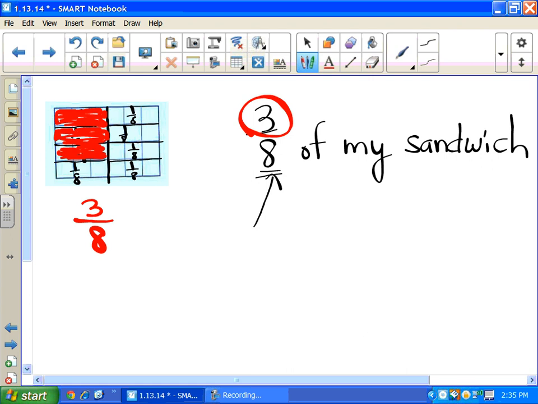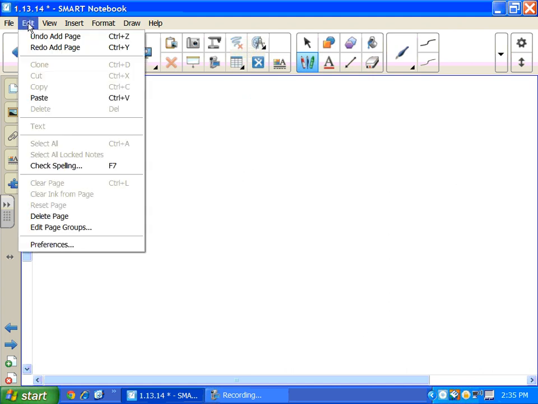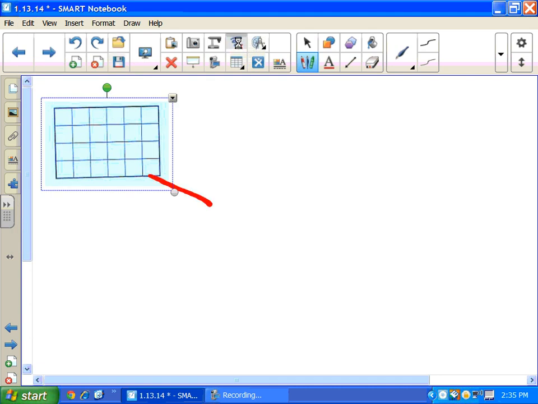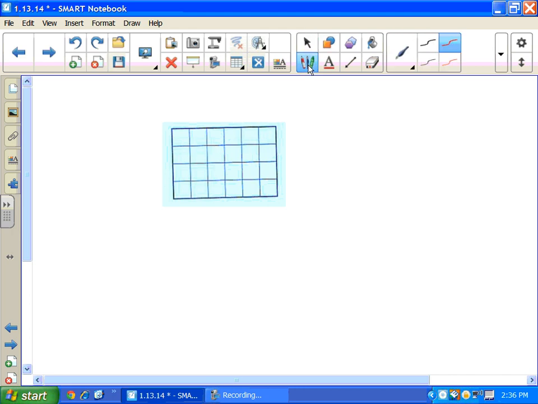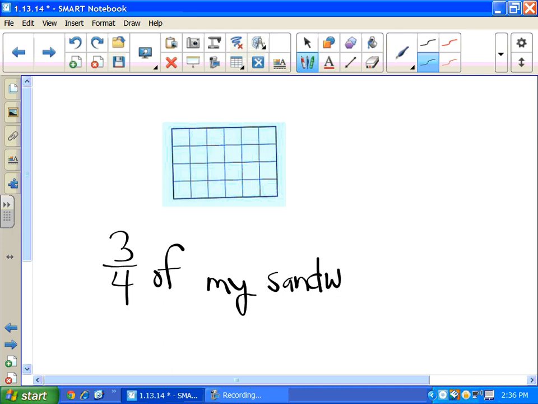So, for you right now, let's see if you can show me on this rectangle 3/4. So on your rectangle, shade in 3/4 of my sandwich here. You can pause it and then we'll come back and check it. 3/4. All right, hopefully you paused it. Let's go through and see how you did.